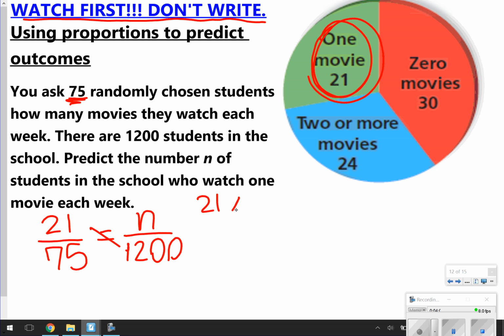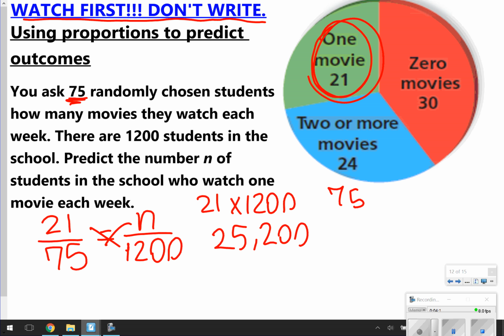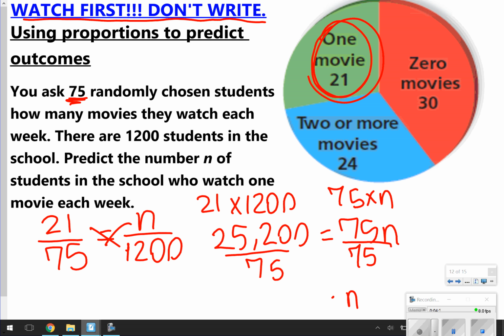To start solving, I have to cross multiply. So I'm going to do 21 times 1,200. That is going to give me 25,200. And then I also do 75 times N, which just gives me 75N. Now I need to get the letter N by itself, so I'm going to divide both sides by 75. When I divide 25,200 by 75, I get 336 people. Okay, so if you need to review the video, you can rewind it if you need to.